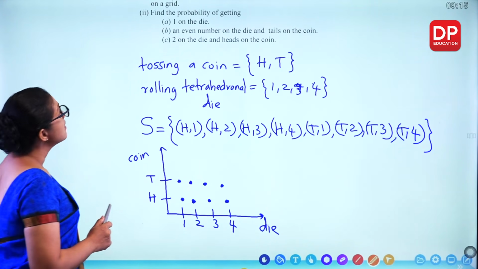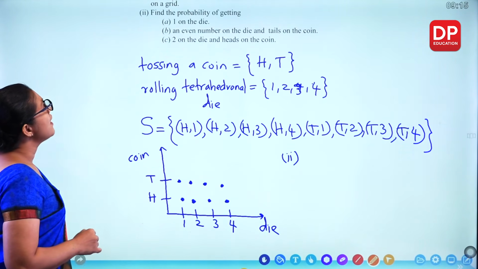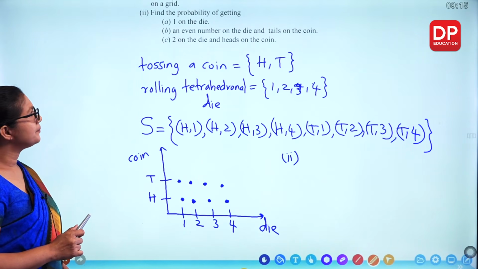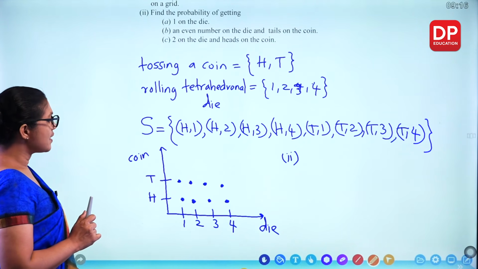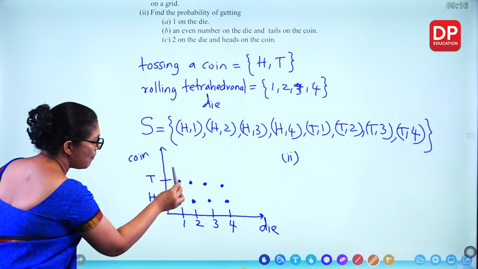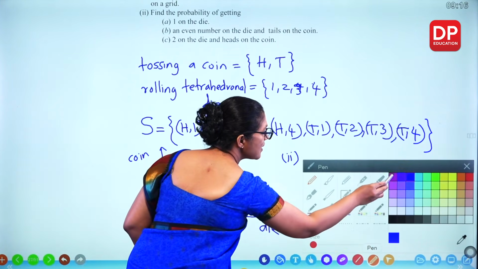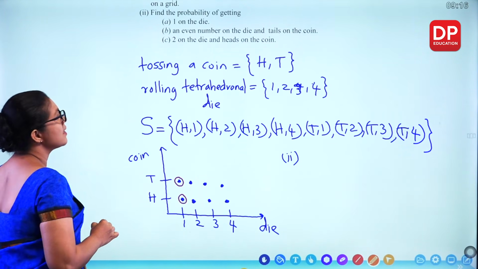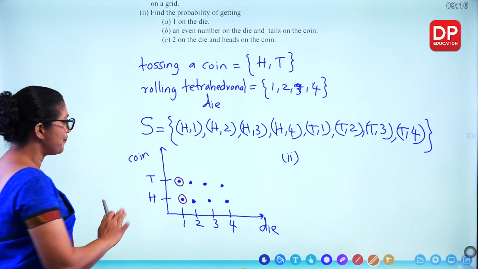Then question number 2, it says find the probability of getting 1 on the die. Okay, so we'll find out. I'll use different colors. 1 on the die means only possibilities are these two. So I can highlight this or this. So what's the probability of getting 1 on the die?